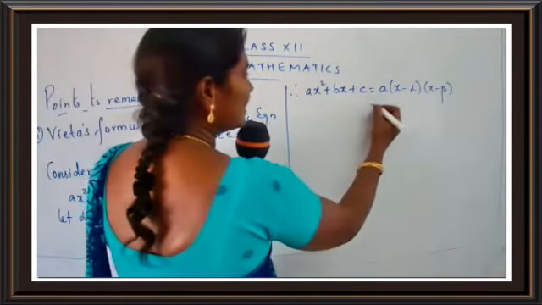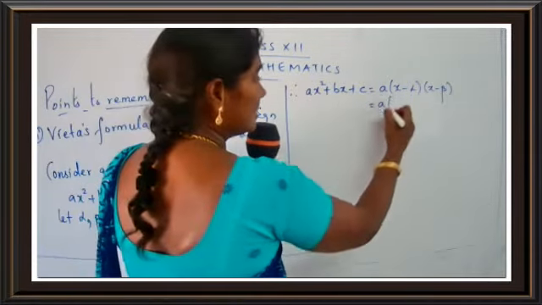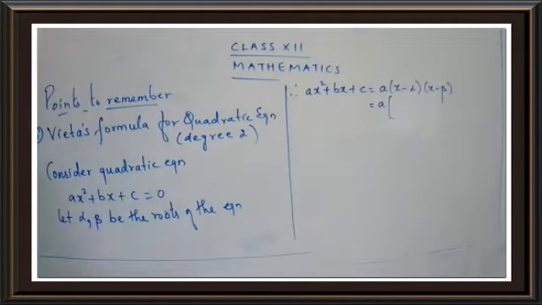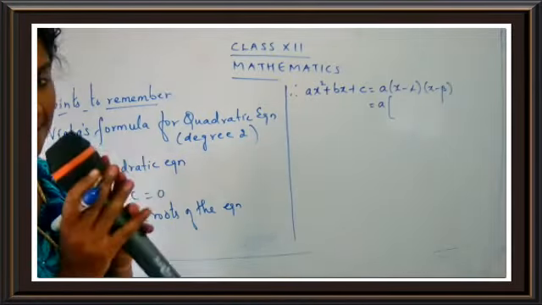So keep a as it is. Do not touch this a. Just leave this as it is. You have to multiply these two brackets, children. Come on, multiply x minus alpha into x minus beta. Have you started with the multiplication, children? Try to do the calculations by yourself. Practice it so that you will be thorough with it. Okay. Let us check your answer and my answer.